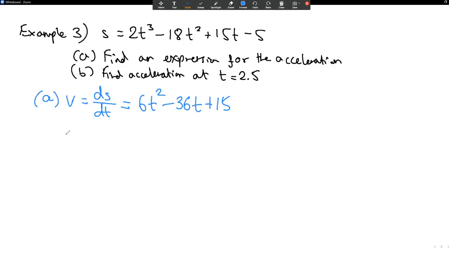Let's differentiate this to get the acceleration. This new equation here, or expression. So let's bring the power down again, so we get 12t, and then the t disappears here, and this constant disappears. This is the expression for a.